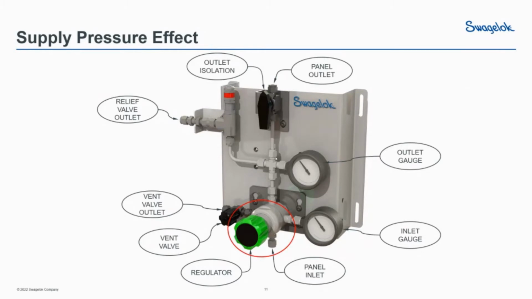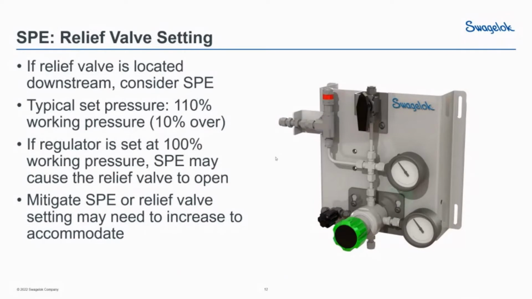Well, the relief valve setting is one thing that is often overlooked, and we have seen instances of this happening before. If your relief valve is located downstream, you need to consider how the supply pressure effect is going to work with it. It's very common to set the cracking pressure of a relief valve to something like 10% over your maximum working pressure. If you do that with this panel, and if the regulator is set at 100% working pressure, the supply pressure effect may cause the relief valve to open. In other words, your outlet pressure may exceed your pressure setting of the relief valve.